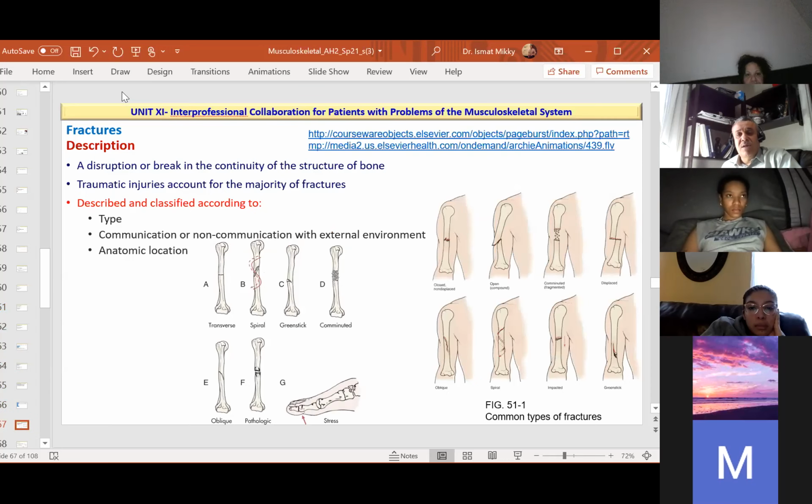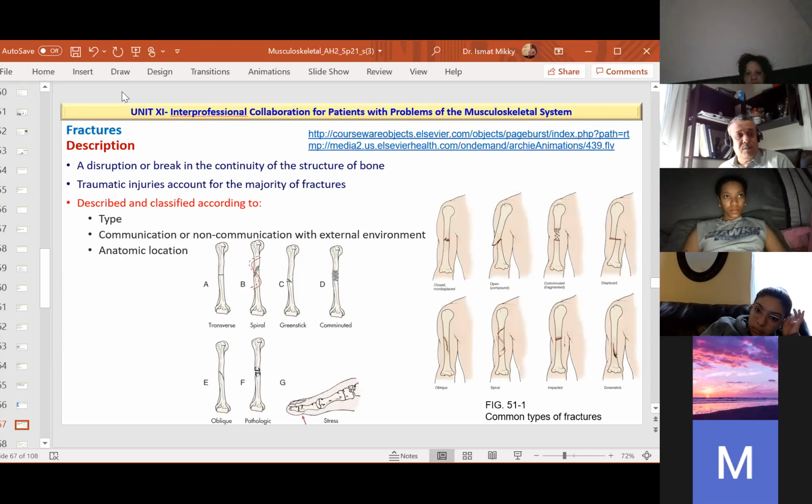So let's just do fractures, and we'll go back to the case study and the other questions. So fractures. As I said, the orthopedic content will be pretty much integrated in this course, Adult Health 2.